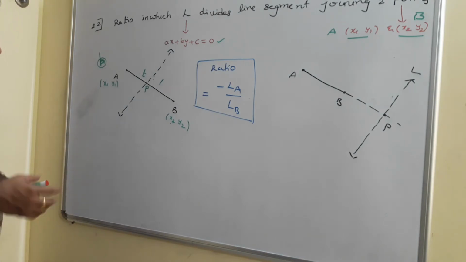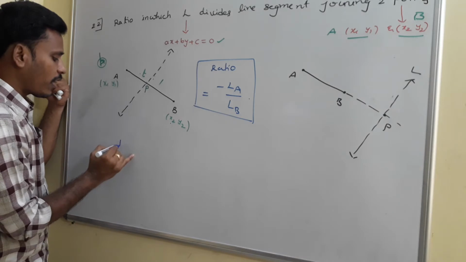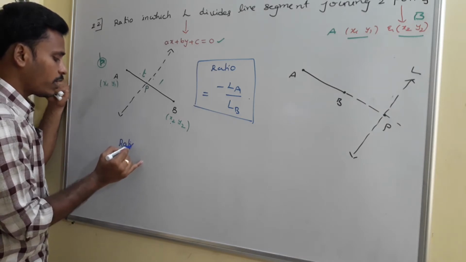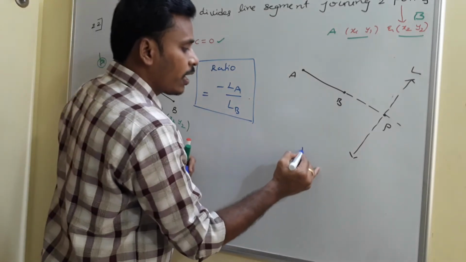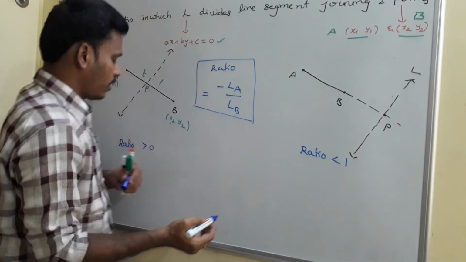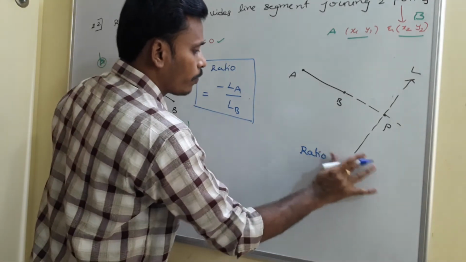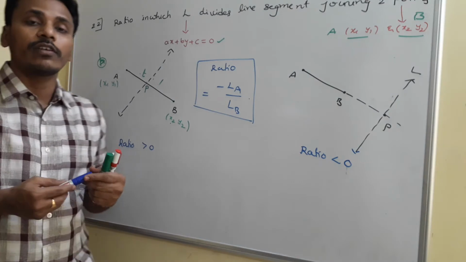And now if you look there, what will happen? In the first case, this P is an internal point, so in the first case, the ratio is what? Positive. Whereas in the second case, P is an external point, and here usually you will get the ratio as a negative, less than 0 value, because we already discussed these ratios in the section division formula.